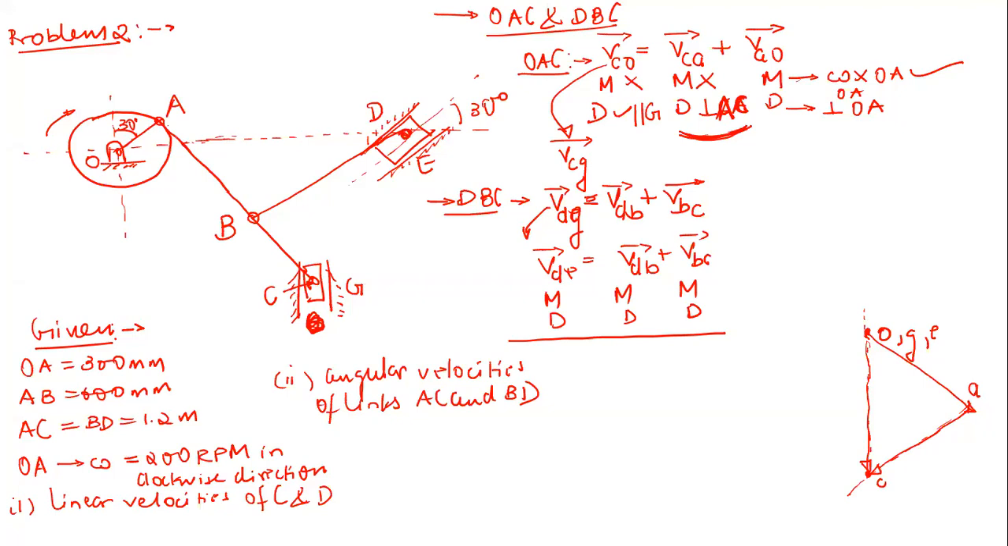Okay, this one. So see, this is very easy. The first vector equation is simply the velocity of C with respect to O. This is going to be equal to the velocity of C with respect to A plus the velocity of A with respect to O. So I think this is not that complex. Is it clear now, the vector equation? Yes, sir.